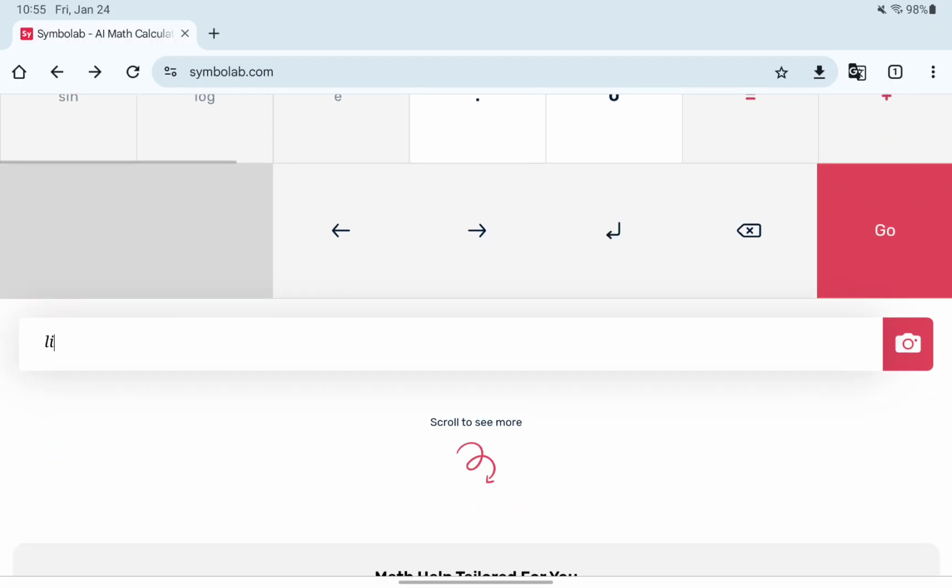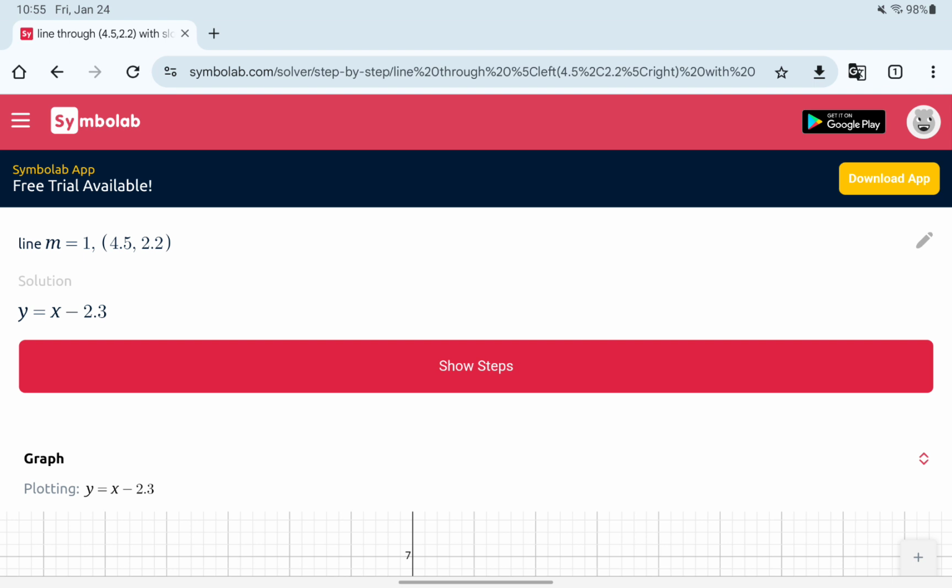But we can just go ahead and type in line through our 1 point, (4.5, 2.2), with a slope of 1. Press enter or click go to evaluate that, and it'll output a solution of y equals x minus 2.3.